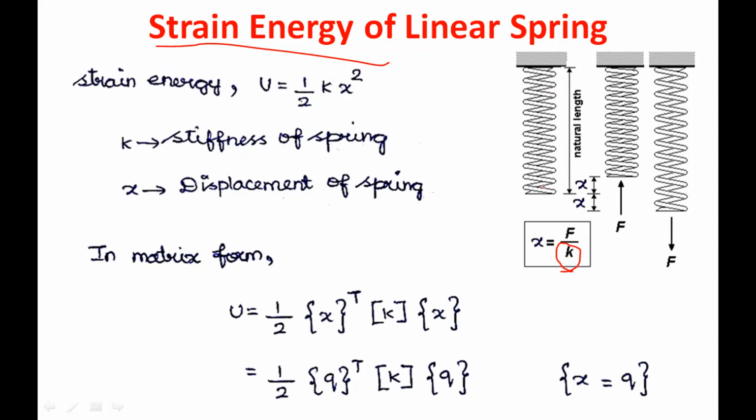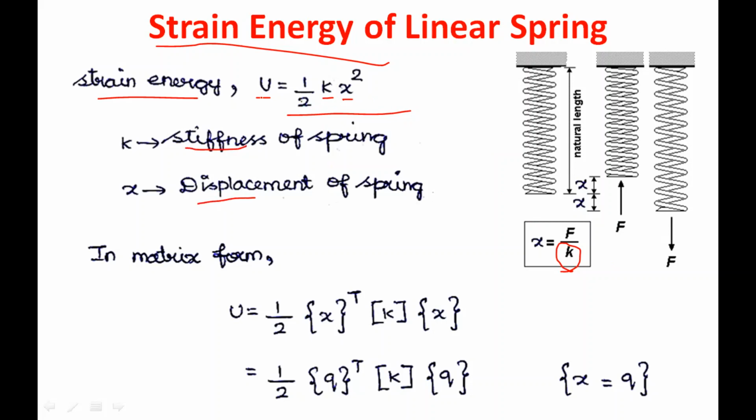For this linear spring, how do you measure the strain energy? The strain energy is nothing but the energy stored during the deformation period. It is measured like this: strain energy U is half into K, the stiffness of the spring, then x square, where x is the displacement of the spring. Actually, strain energy is taken as the area under the load-deflection curve. Based on that we get the expression 1 by 2 K x square. So here K is the stiffness of the spring, x is the displacement.